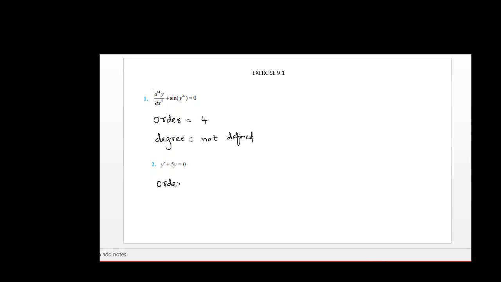And the second question, order of the differential equation: the highest derivative is y dash, so order is 1. And degree is the power of the highest order derivative. The power of y dash is only 1, so the degree of the differential equation is 1.